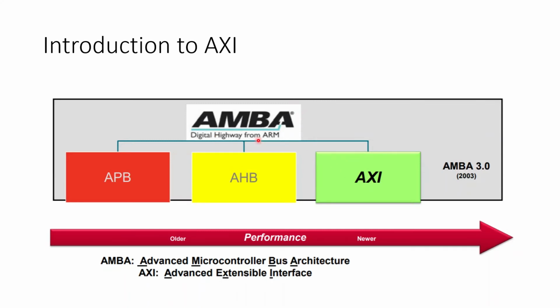AXI is part of the AMBA protocol of ARM. AMBA stands for Advanced Microcontroller Bus Architecture. AXI is the latest protocol from AMBA. AXI is the acronym for Advanced eXtensible Interface. So this is the newer protocol from AMBA, and therefore it is preferred more nowadays. So we'll be using AXI in our designs.